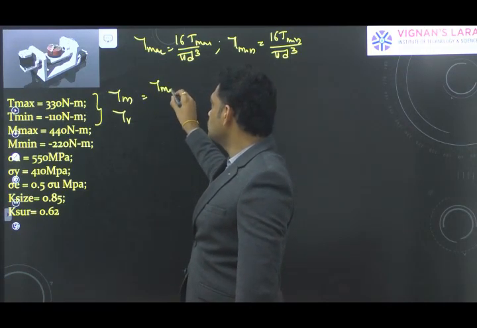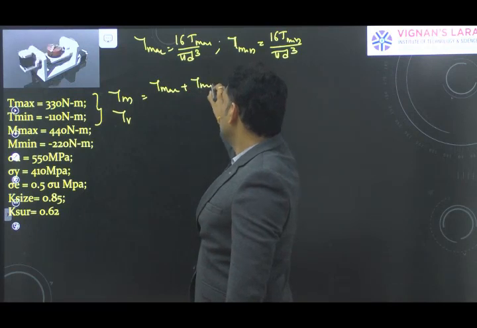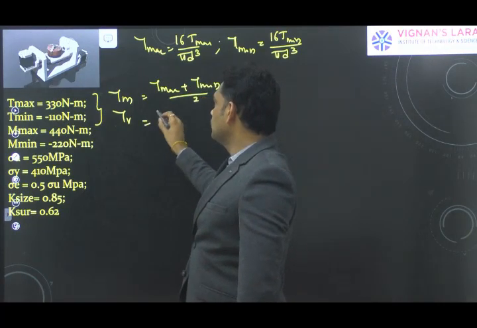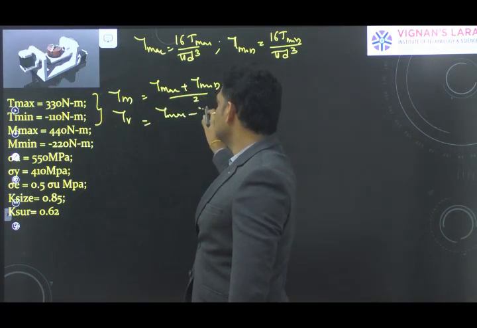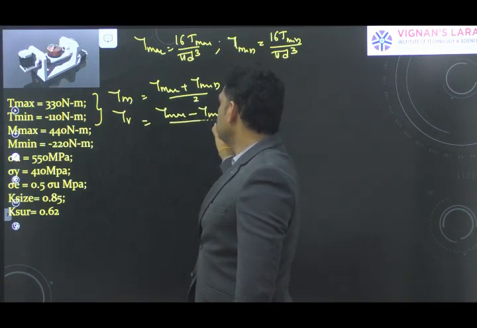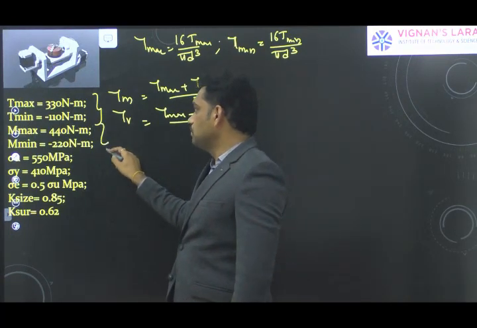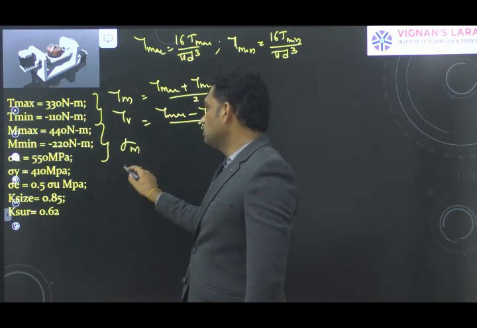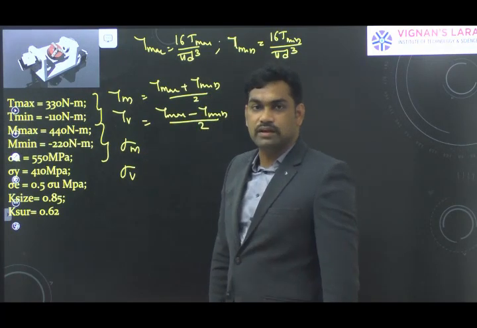So the mean stress is tau max plus tau minimum by 2, and the variable stress is given by tau max minus tau minimum by 2. Similarly, maximum and minimum bending moments are given, so you can find out variable loads and mean loads in bending.